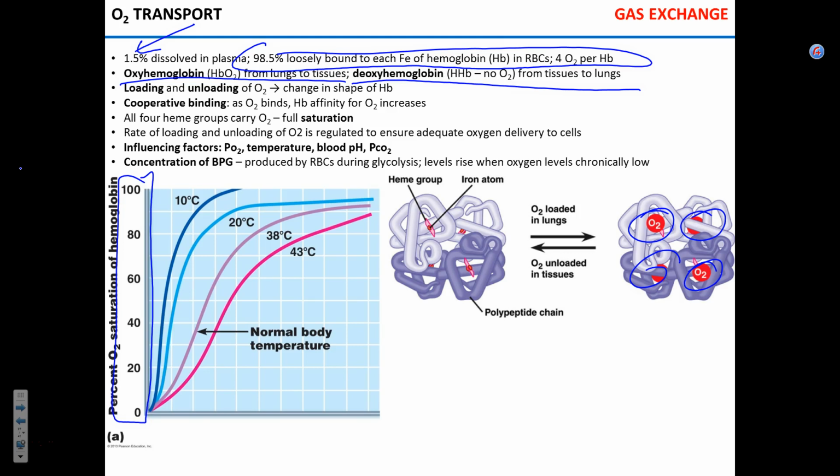Now, loading and unloading, oh, that's the term. When hemoglobin binds oxygen, this is called loading, like we load the truck. When oxygen jumps off the hemoglobin molecule in the tissues, we call it unloading. So far, we clear? So loading is binding of oxygen to hemoglobin.